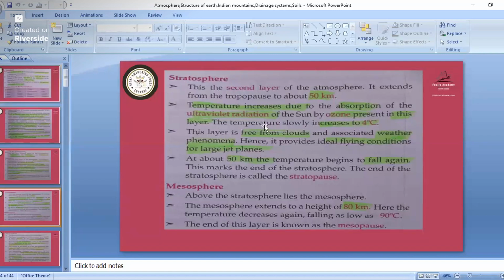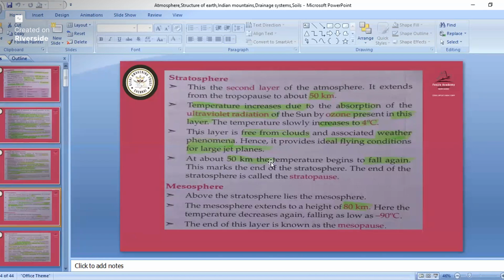This layer is free from clouds and associated weather phenomena. Hence, it provides ideal flying conditions for large jet planes. So study this one: if they ask which layer is ideal for flying conditions for large jet planes, the answer will be the stratosphere. In this layer, you must know about the flying conditions, jet planes, and about the ozone. Ozone is present in which layer?